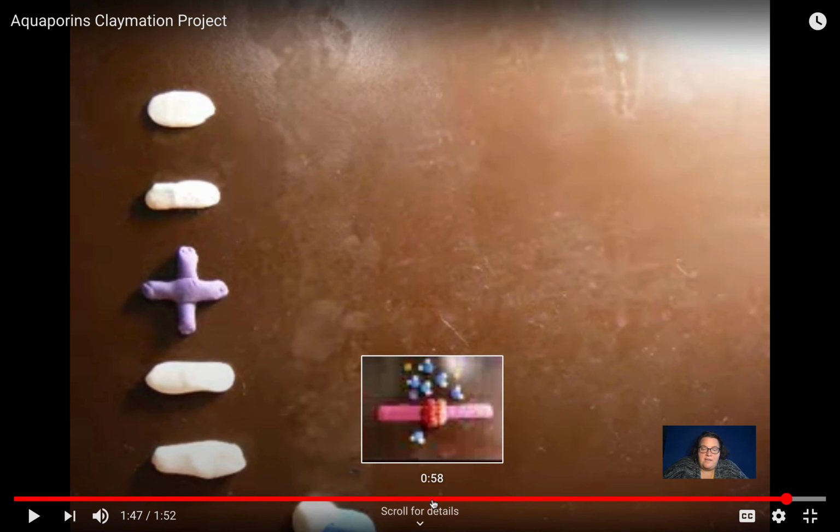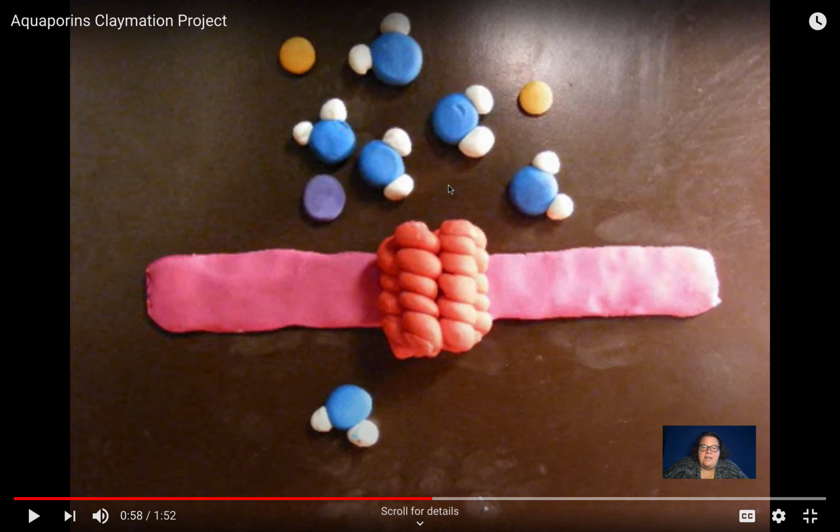This is called facilitated diffusion because this protein is still high to low, so it's not going to require energy. So it's still diffusion, but it's called facilitated diffusion because it needs this protein channel in order to cause mostly the water to get through.